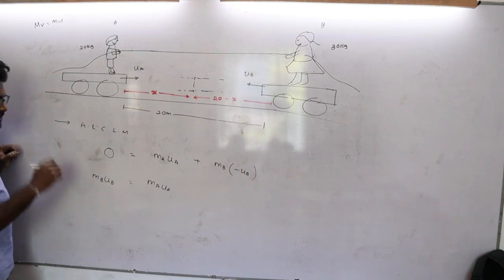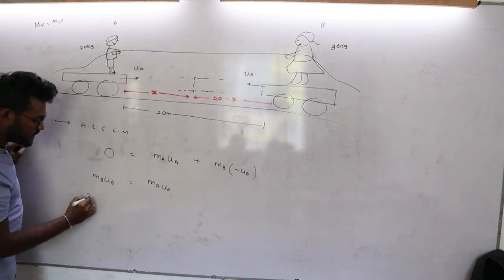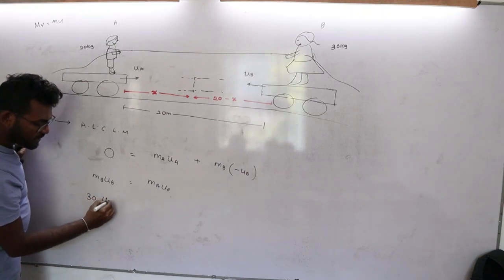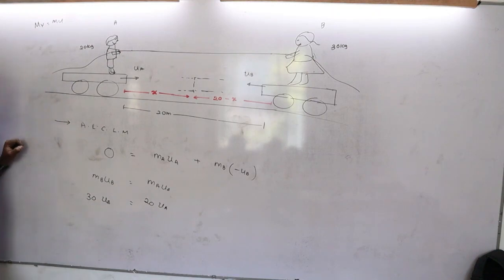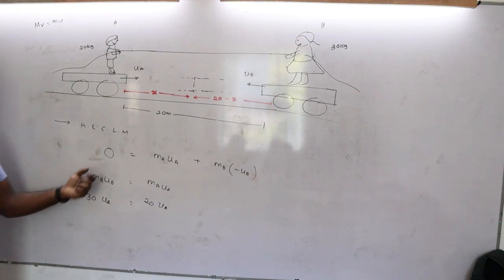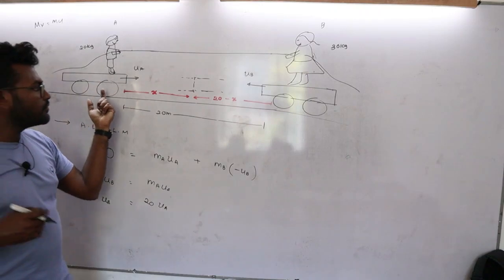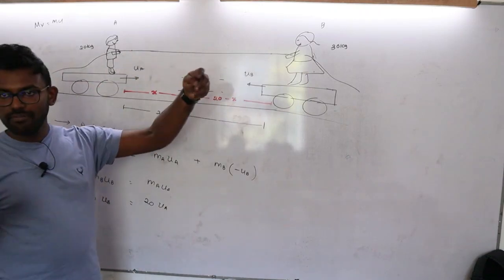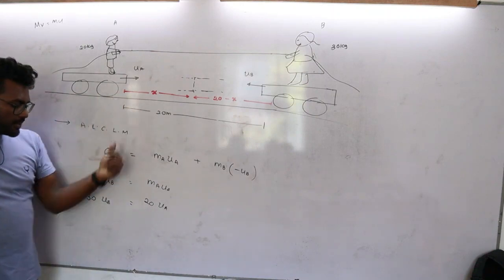Okay, so the mass of B, which is 30 times UB, should be equal to 20 times UA, right? But the thing here is we shouldn't need to find the velocities, we need to find the displacements of them. It's asking how far A and B have traveled when they meet each other. So how can you relate a displacement to a velocity?